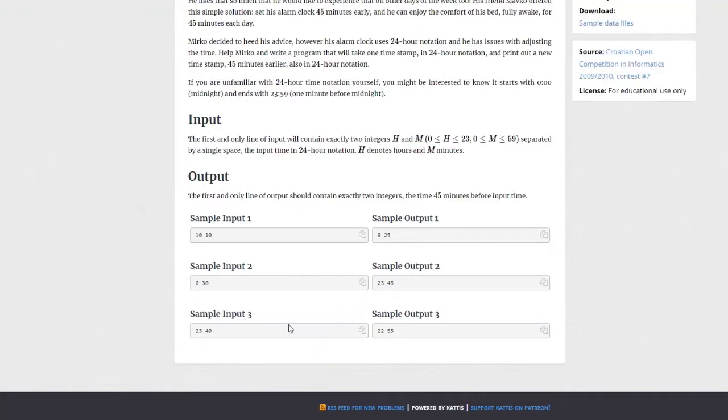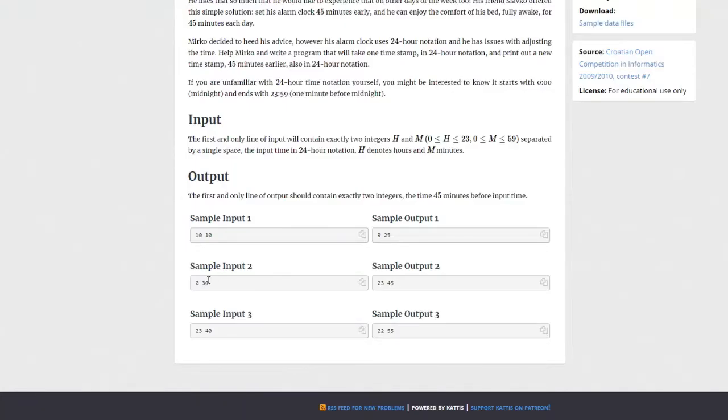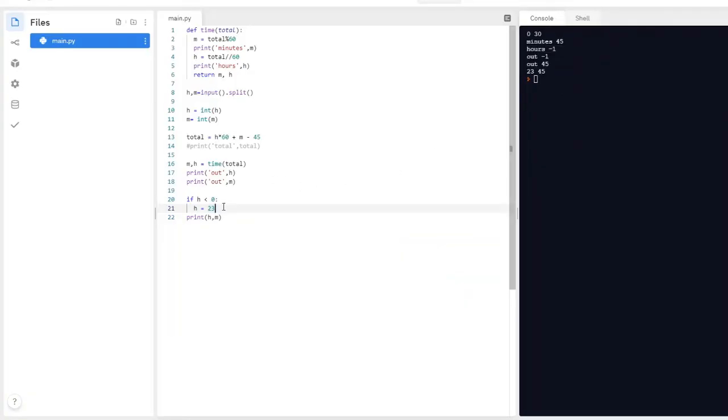So we'll run some of the... I think this one will show you the purpose of the if. So basically, if we run this, you get an hours of -1, and that's because when you subtract 45 here, you get negative 15. So basically, it just rolls over to 23.